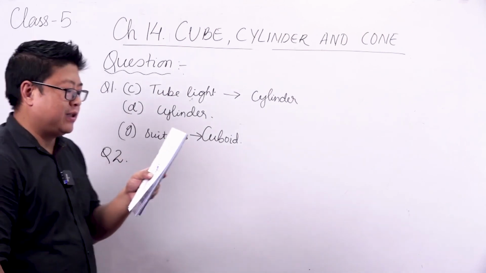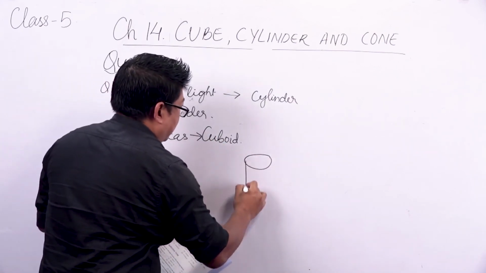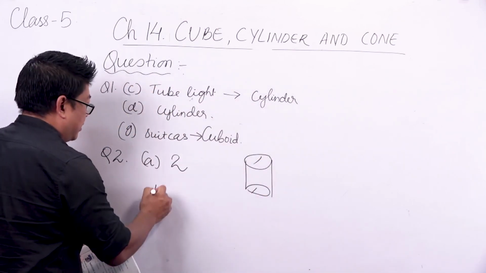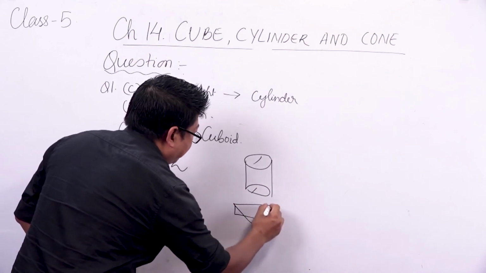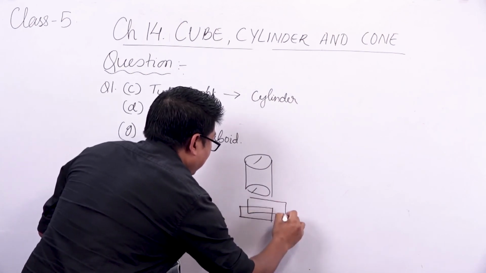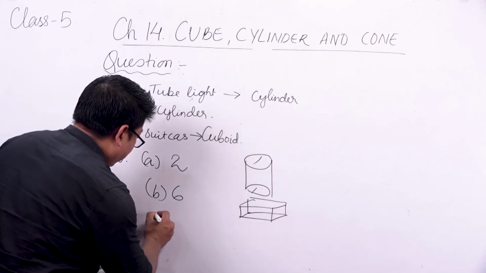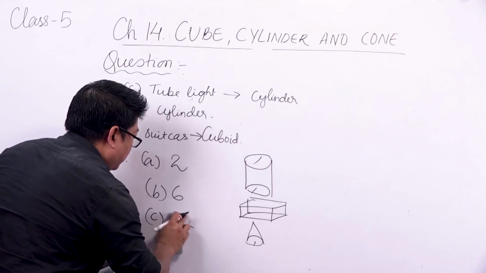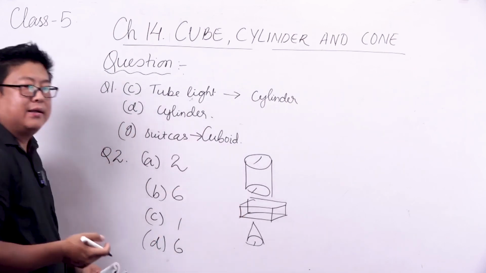Write the number of plane faces present in the following solids. So the first one is a cylinder. A cylinder has how many faces? 2 faces. 1, 2. So it has 2 faces. Cuboid looks something like this, and when we count its faces, it has 6 faces, okay? And then we have cone. Looks like this, only 1 face. So the answer will be 1. And then finally, for a cube, same thing as cuboid, 6 faces.